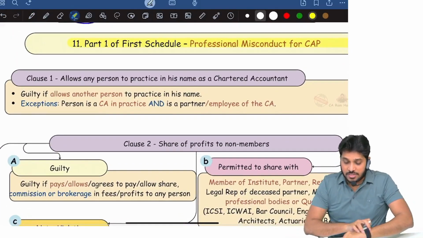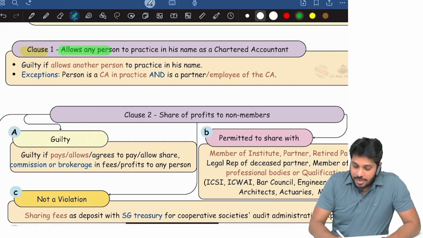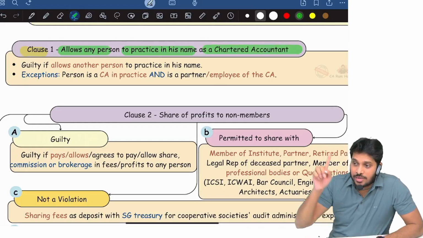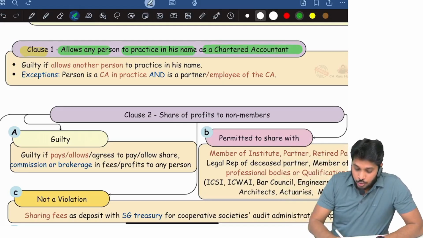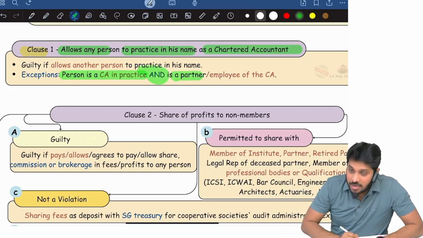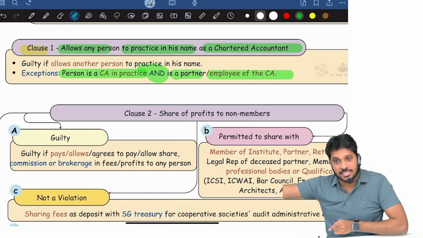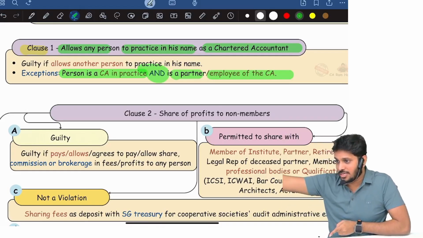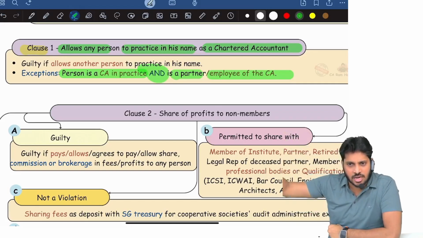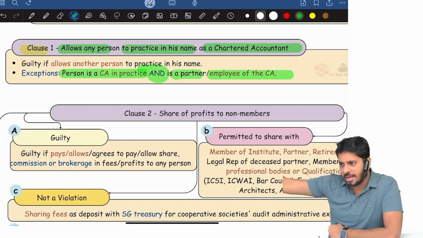Next, part 1. First schedule, professional misconduct for chartered accountants in practice. Clause 1: if you are allowing any person to practice in your name as a chartered accountant, then you are treated as guilty. However, there is an exception. If the person is also a CA in practice and is a partner or employee with you, then he can use your name. That's why in a branch office with a separate in-charge, our name will be mentioned there also. The branch office is headed by one chartered accountant, associated with me as a partner or as an employee, using my name, so no problem.